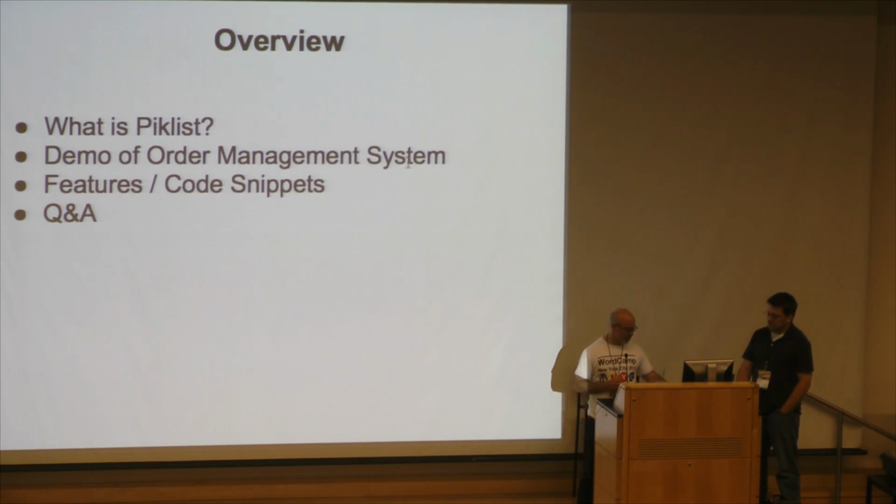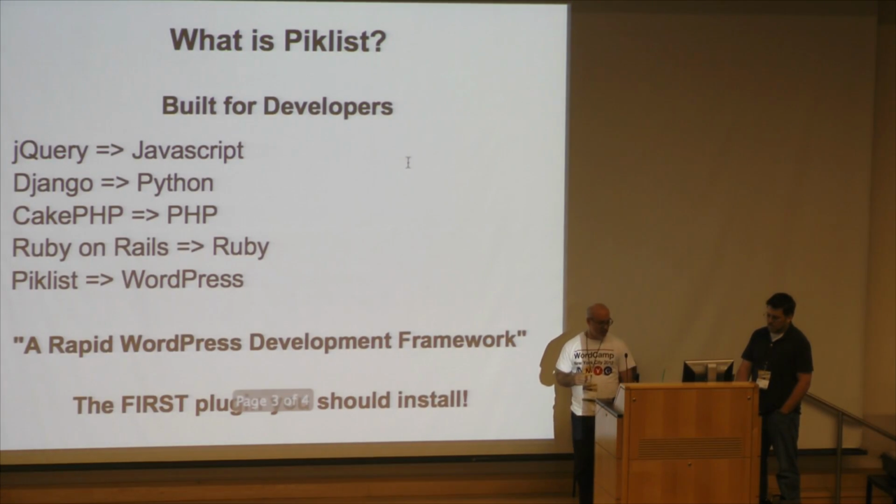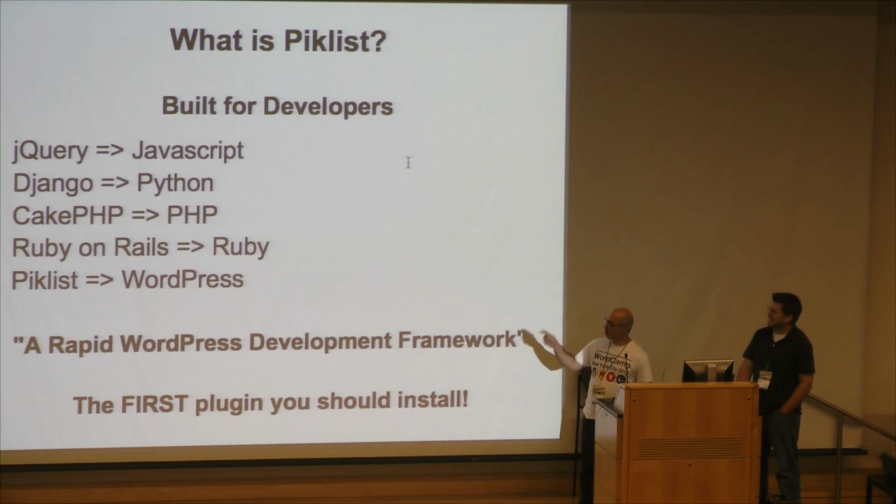It's really, really simple. So a couple things. This is a bold statement, okay? We want Piklist to be what jQuery is to JavaScript, what Django is to Python, what PHP is to PHP, and Ruby on Rails is to Ruby. Okay, that's what we want Piklist to be.